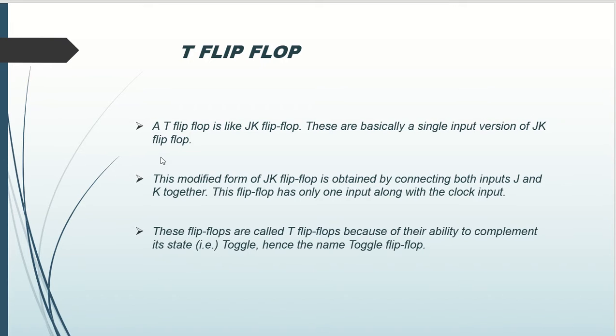Let's see T flip-flop. A T flip-flop is like a JK flip-flop. They are basically a single input version of JK flip-flop. This modified form of JK flip-flop is obtained by connecting both inputs J and K together. This flip-flop has only one input along with the clock input. These flip-flops are called T flip-flops because of their ability to complement their state, that is toggle, hence the name toggle flip-flop.